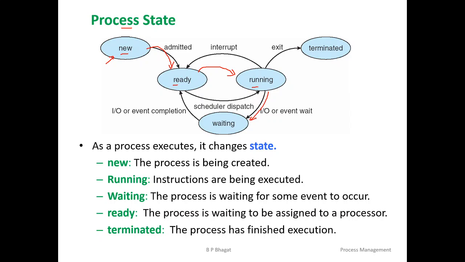Here, after completion of the IO or the interrupt-related event, the process will again go to the ready state. Once the execution of the process gets completed, the process gets terminated or finished. So that state is called the terminated state. So these are the different states related to the process when the process is under execution in memory.